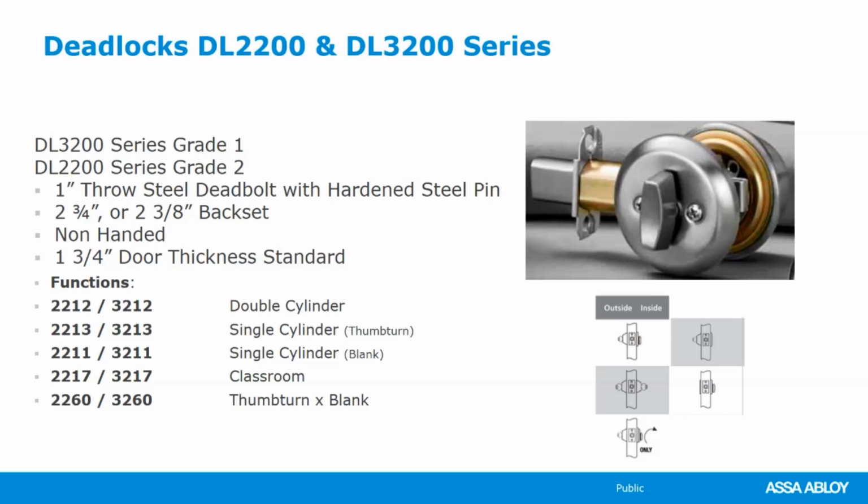the function numbers still follow that Corbin Russwin format. The 2 at the end signifies 2 cylinders. The 1, the 3, and the 7 signify 1 cylinder. The 0 signifies 0 cylinders. Kind of unique. So let's go ahead and talk about the keying and what we can actually do with that.